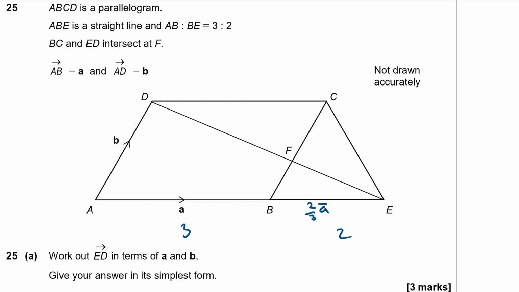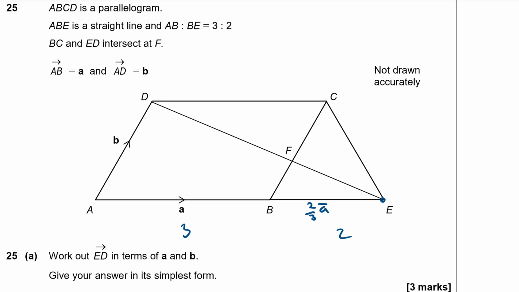It also says that BC and ED intersect at F. I'm sure we're going to have to use something to do with that a bit later on. But first off, we just need to work out the vector E to D. So here's E down here, and here's D up here. With vectors, we need to go along routes that we know about. So from getting from E to D, I'm going to have to go this way along here and up there. Okay, that's the route I need to go.